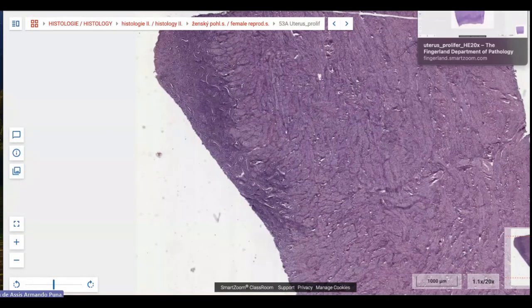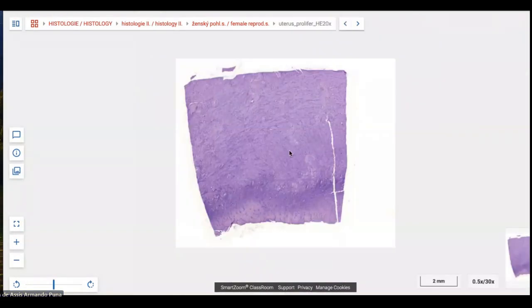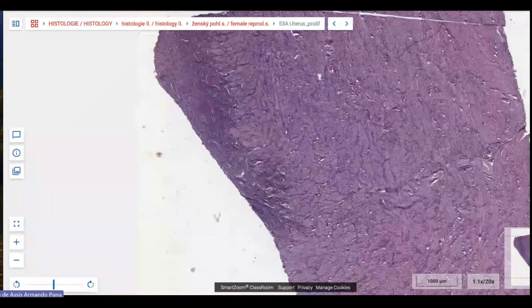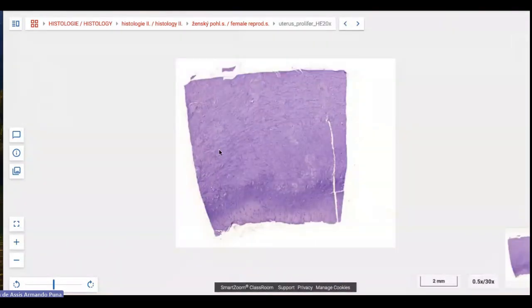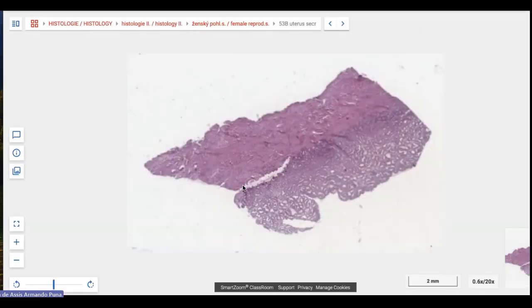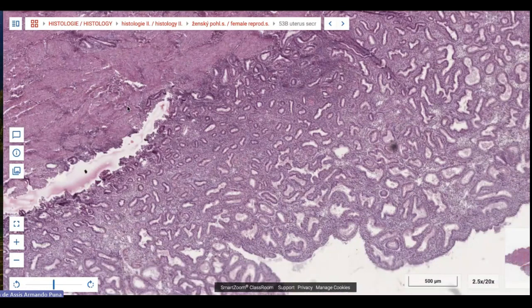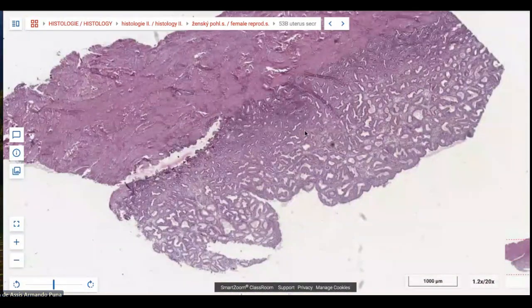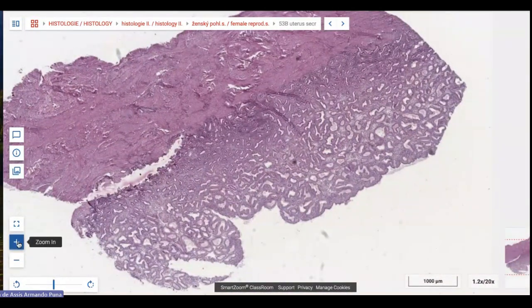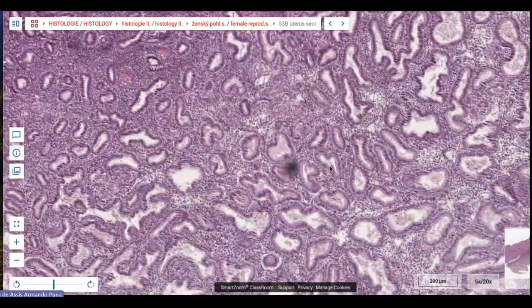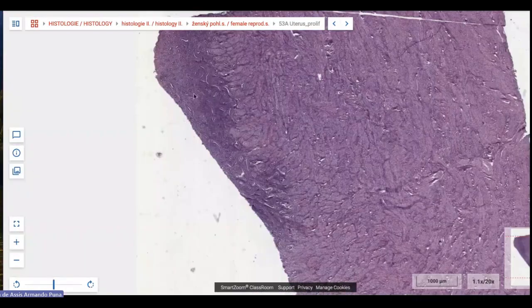And so when you have your second slide, which is your secretory phase, you can also call your secretory phase your progestational phase or your luteal phase. And look at the difference. Look at these glands compared to these glands.